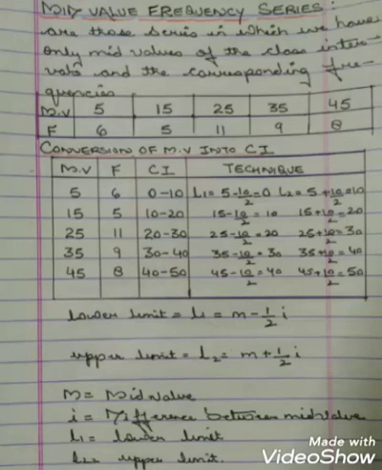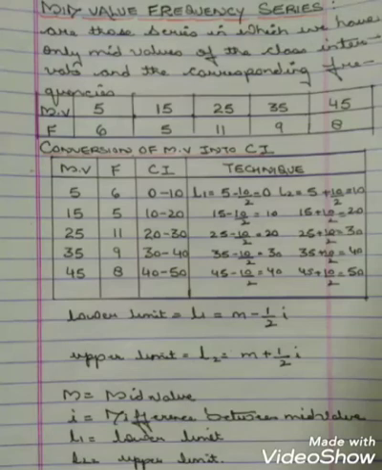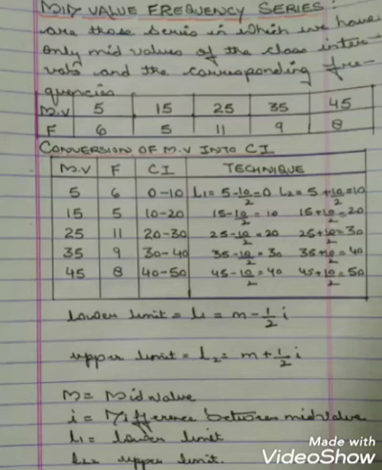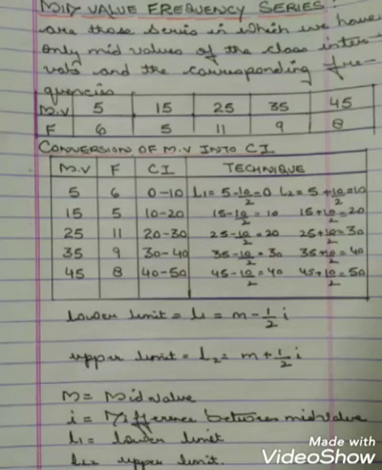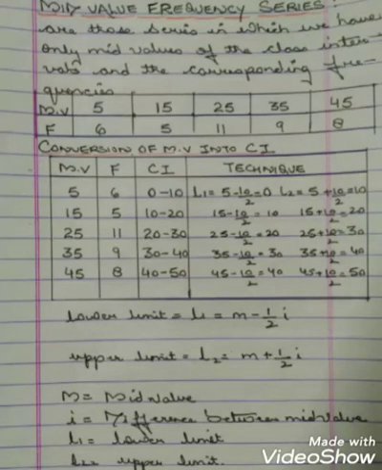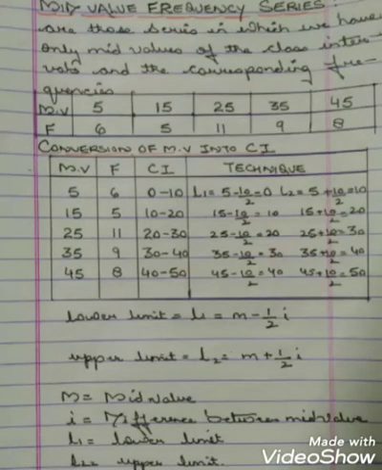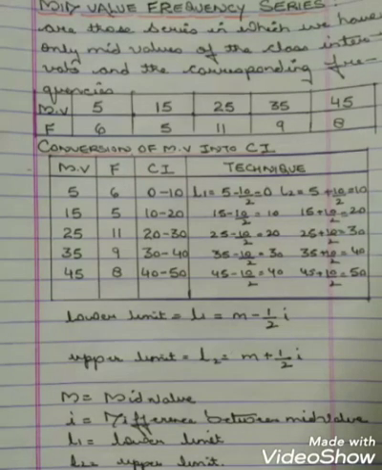If you see the difference between the mid values, it is how much? 10, and half of 10 is how much? 5. So 5 you are going to deduct from the lower limit, and 5 you are going to add. So that comes to 0 to 10, then 10 to 20, then 20 to 30, 30 to 40, and 40 to 50. So this is another way we can find the class interval if the mid value frequencies are given to us, keeping in mind the formula to find the difference between the two mid values.